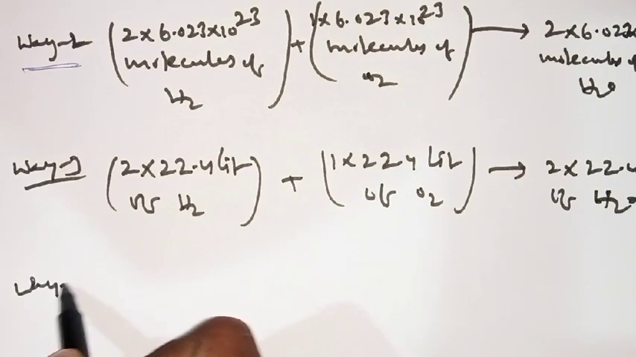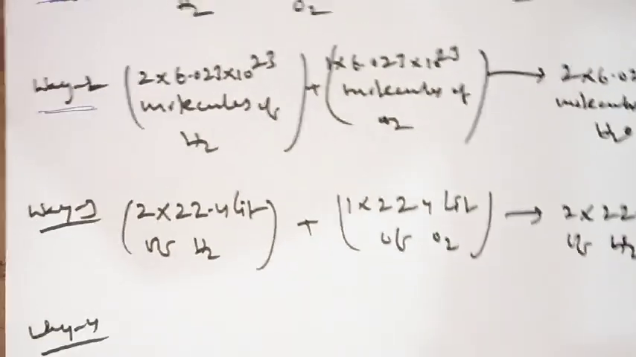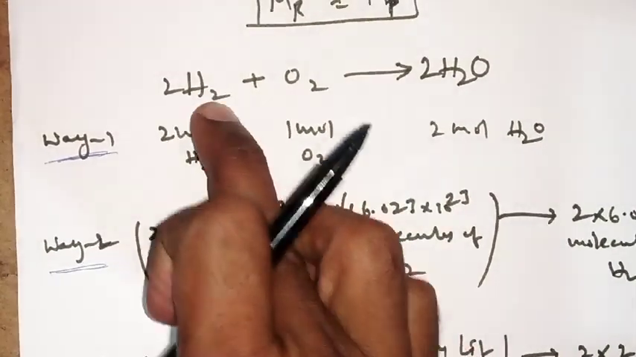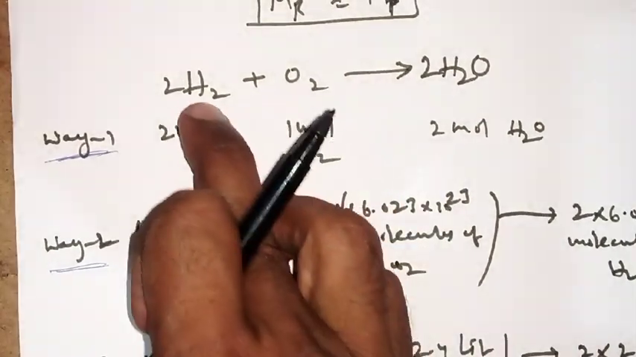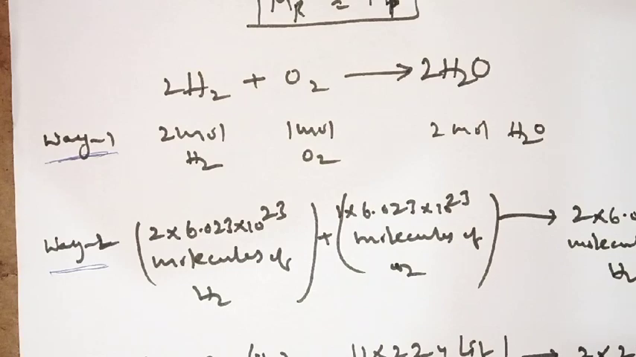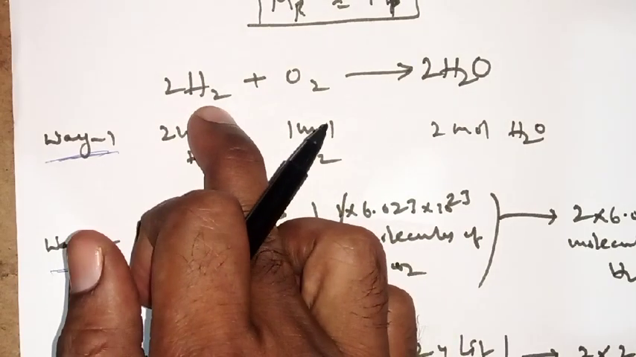Way 4. What is the weight of this H2? The gram molecular weight is 2, because H2 is a gram molecule. So what is the gram molecular weight of H2? 2. That means 2 into 2, 4 grams.